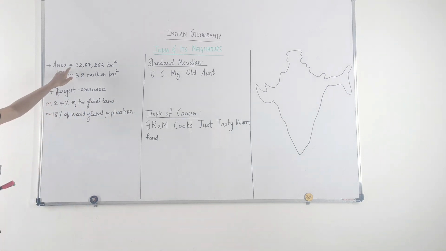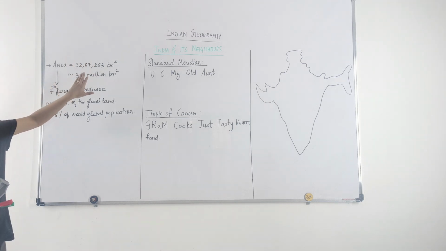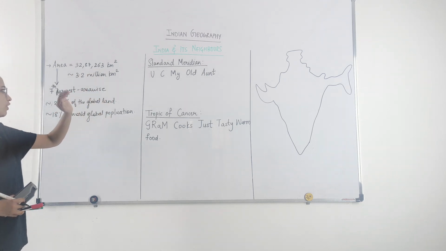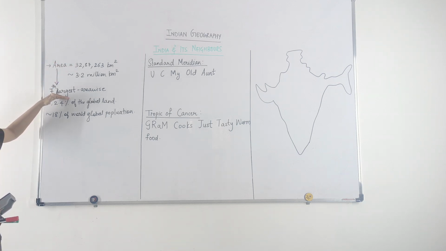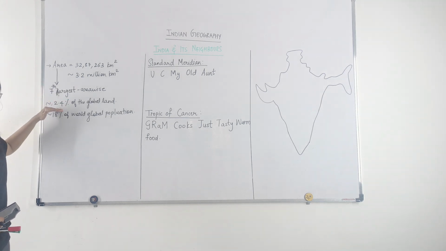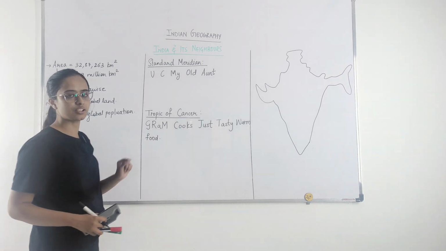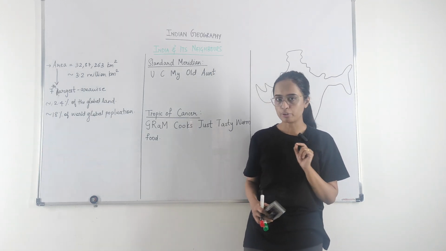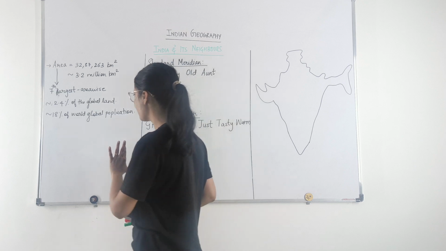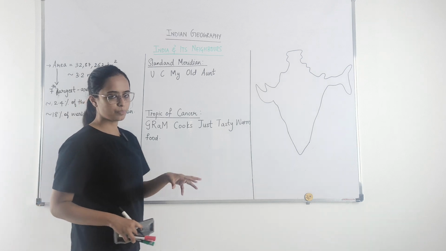So we started with the area, which is about 32,87,263 kilometers, which is approximately equal to 3.2 million square kilometers. And with respect to this mainland area, India is considered as the 7th largest nation globally. And it approximately covers 2.4% of the global land. Apart from that, India is the largest or the most populated country where it accommodates 18% of the total world's population. So this was about the area that India covers and the population that India accommodates in this particular area.